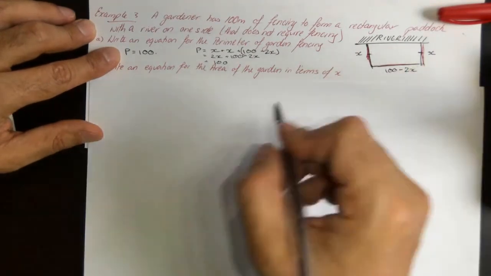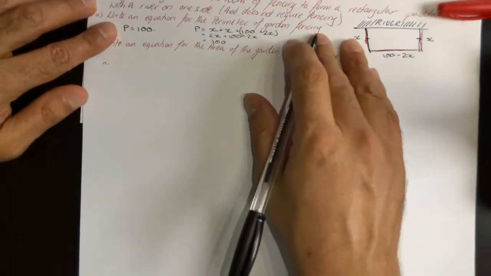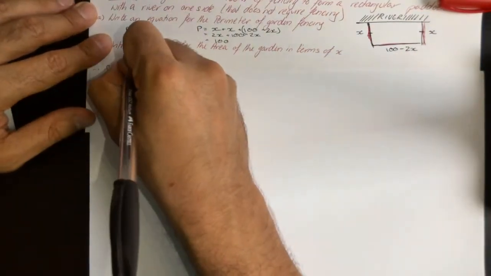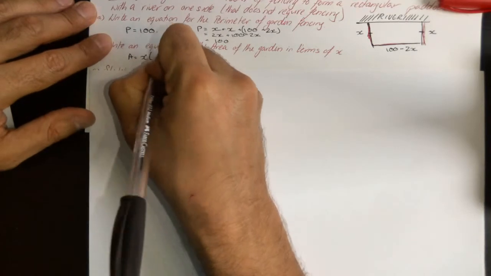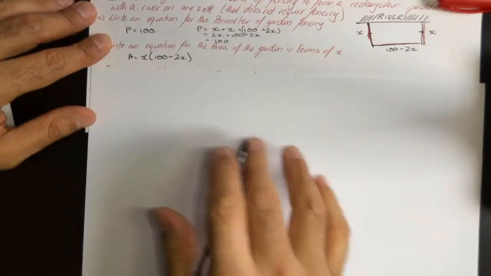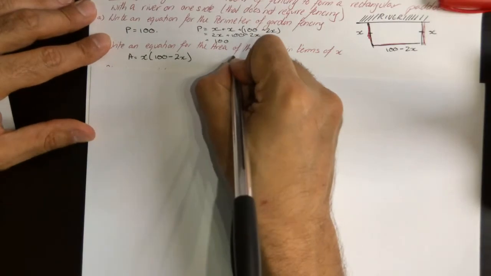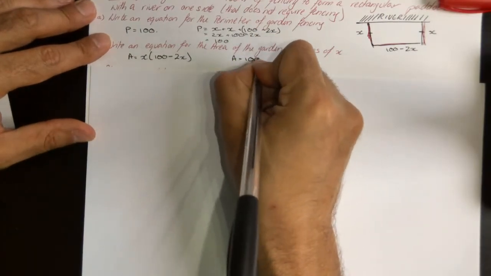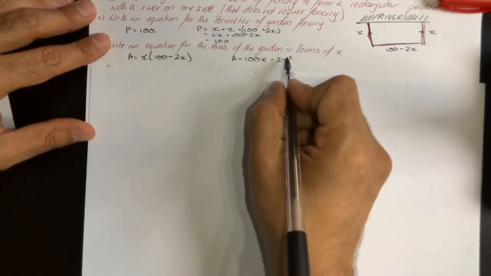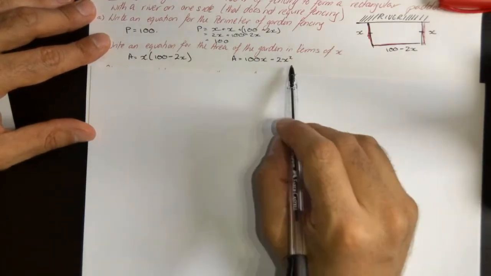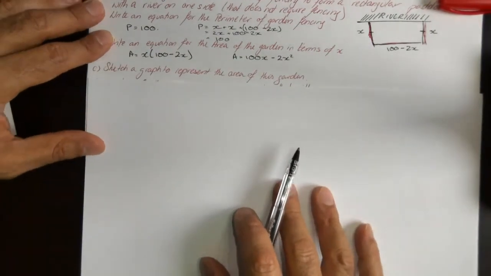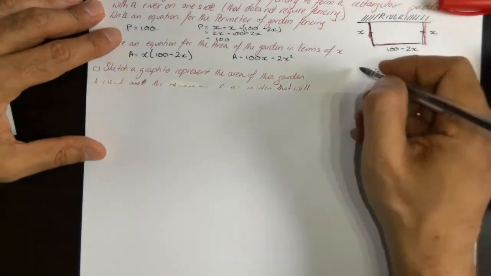The area, though, is going to be x times 100 minus 2x. Now, if you were to expand that, you would get a quadratic. We get A equals 100x minus 2x squared, which is a concave down parabola. Okay, we want to sketch a graph to represent that.